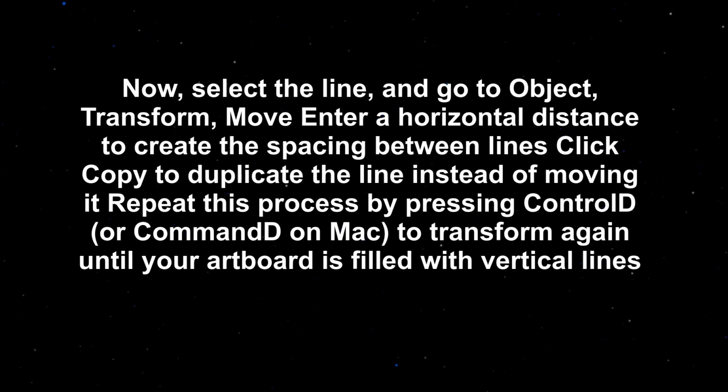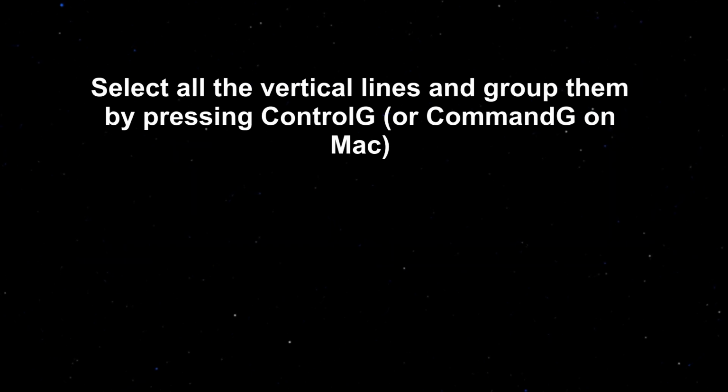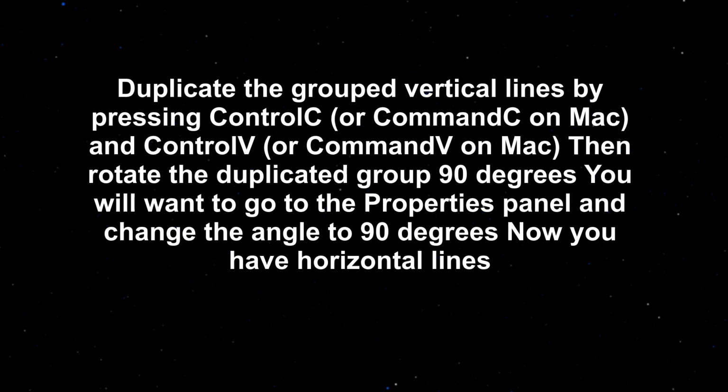Repeat this process by pressing Ctrl or Command on Mac to transform again until your artboard is filled with vertical lines. Select all the vertical lines and group them by pressing Ctrl or Command on Mac. Duplicate the grouped vertical lines. Then rotate the duplicated group 90 degrees. You will want to go to the Properties panel and change the angle to 90 degrees.